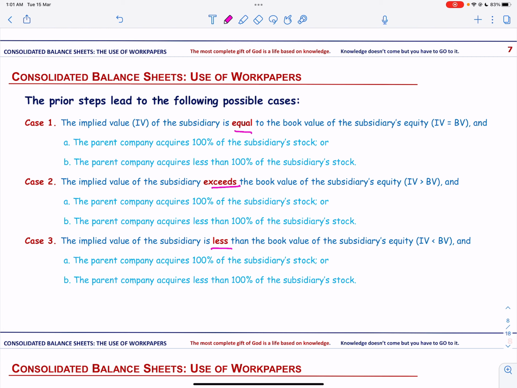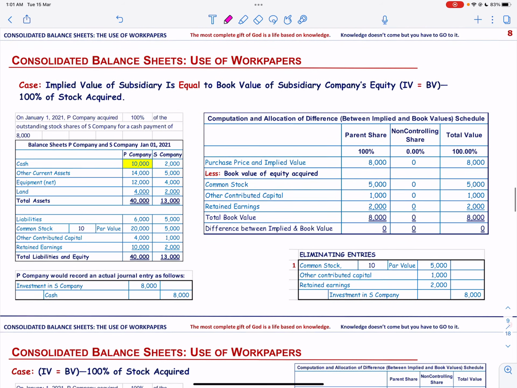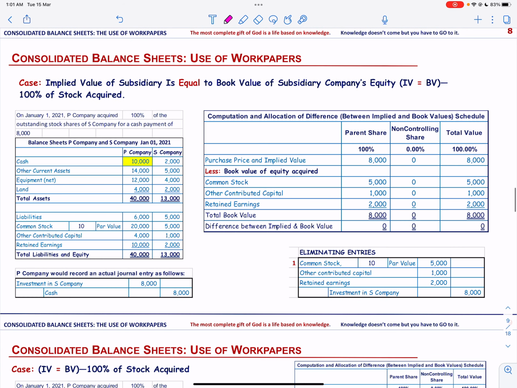Let us look into the first case, where acquisition is 100%. If the purchase price is exactly equal to the book value of the equity acquired, the investment account will be eliminated against the equity accounts of the subsidiary. The eliminating process will completely eliminate the investment account and equity accounts of the subsidiary since it is a 100% acquisition. The investment account is replaced with the underlying assets and liabilities of the subsidiary.